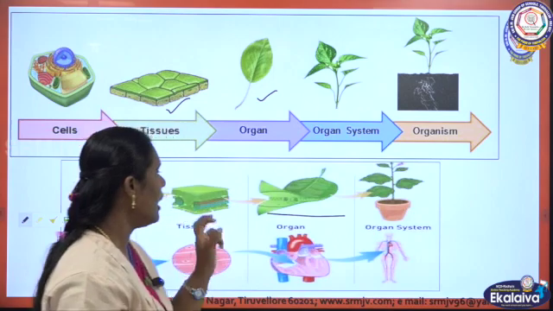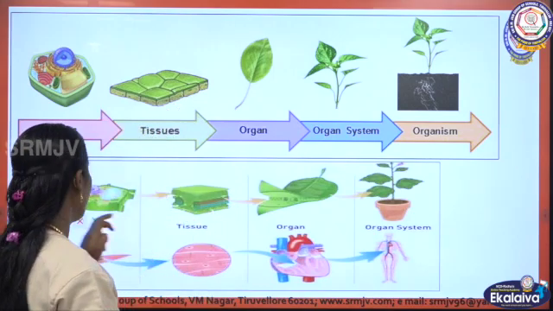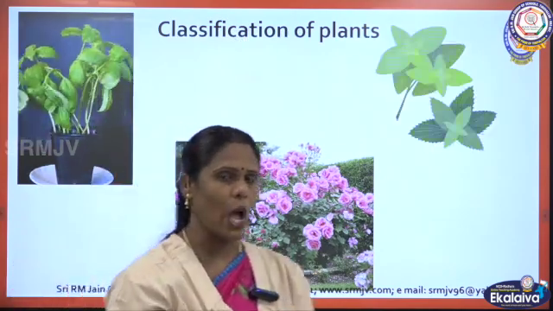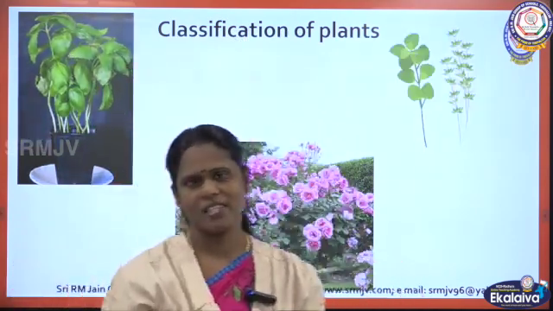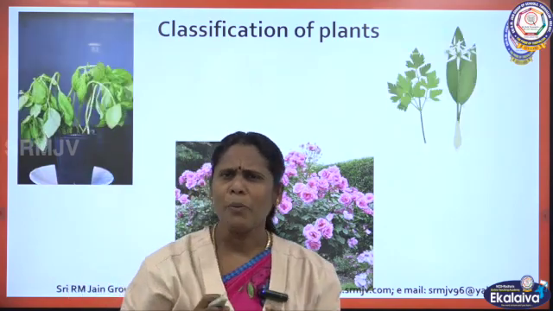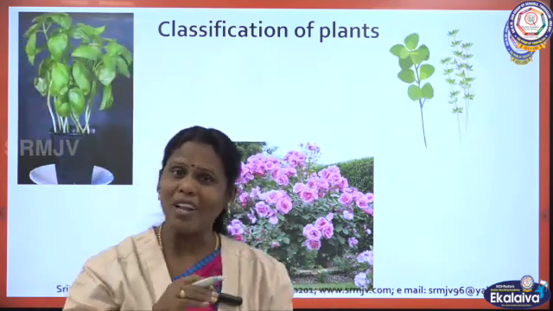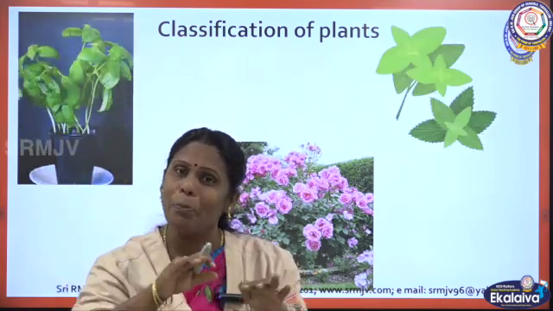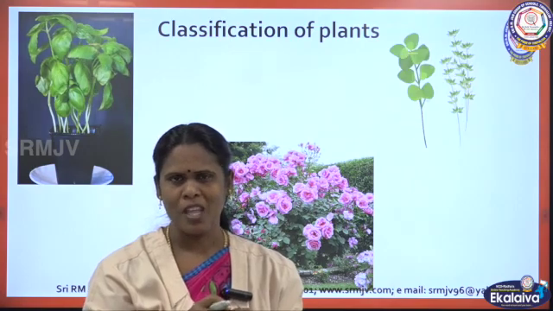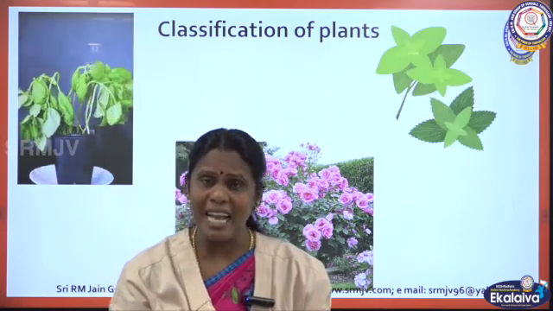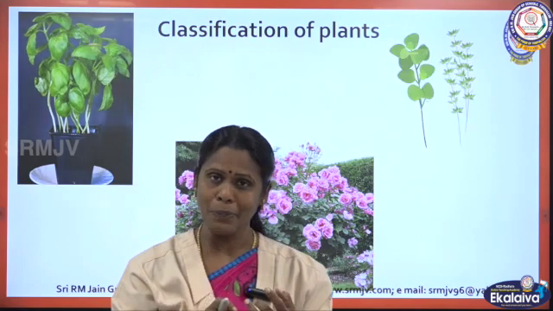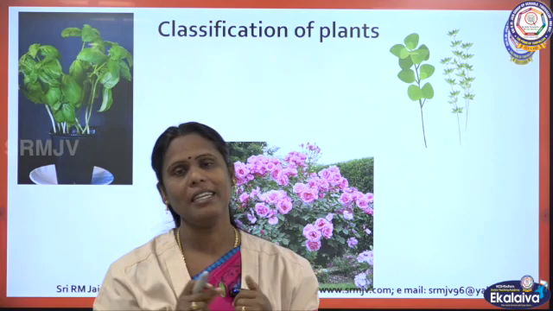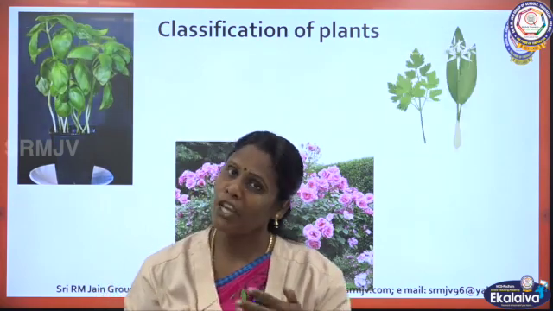So, today we are going to discuss the structure of plants. See, children, some of the plants are very small, some are too long, and some are medium sized, right? According to that, we can classify them into herbs, shrubs, trees, climbers and creepers. Let us see one by one.